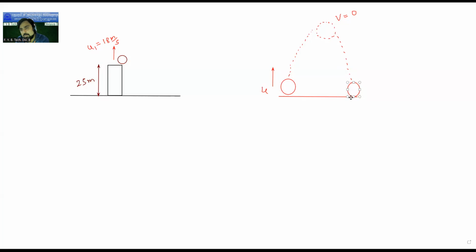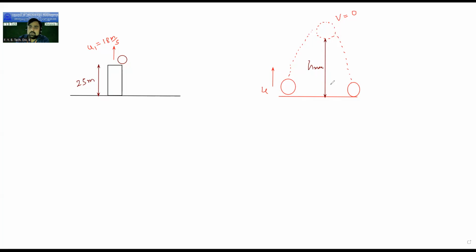And with the maximum velocity it will hit the ground. This is the motion of a sphere when you throw it in a vertically upward direction. Okay, now why have I explained this concept? Because in this problem, this height, if you see, is nothing but your maximum height. That is the point at which your final velocity becomes 0, and from that point the sphere will start moving downward.